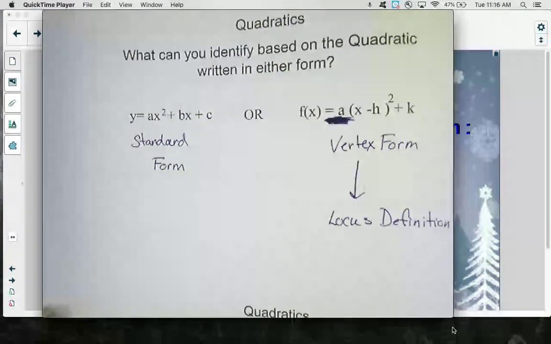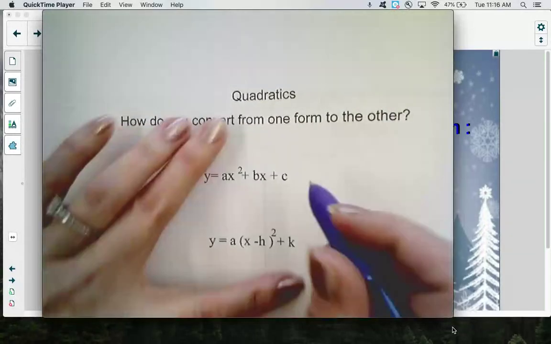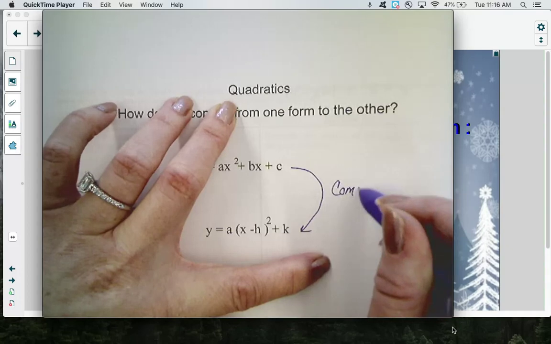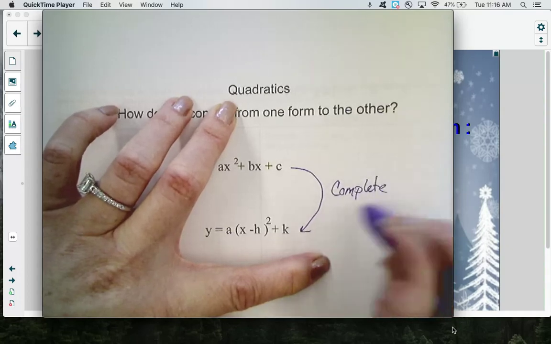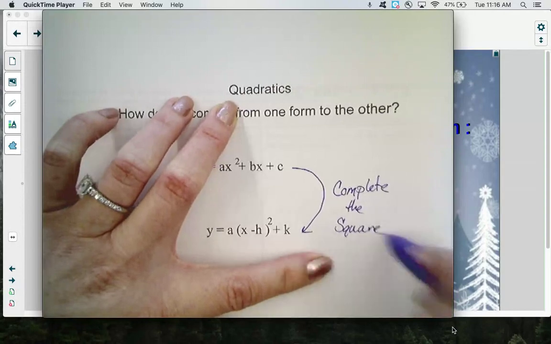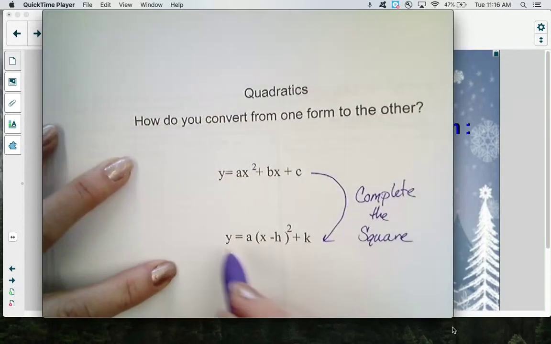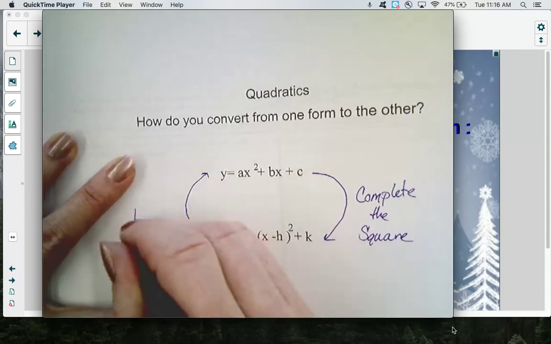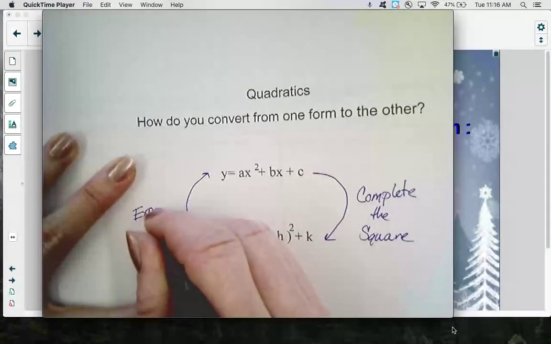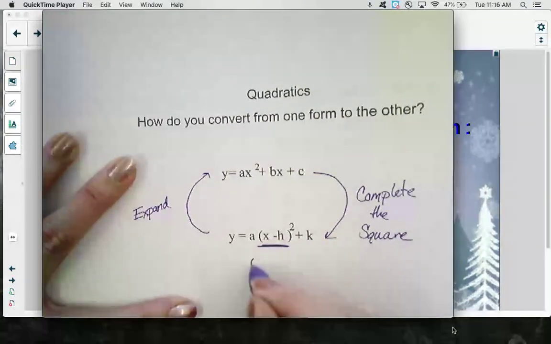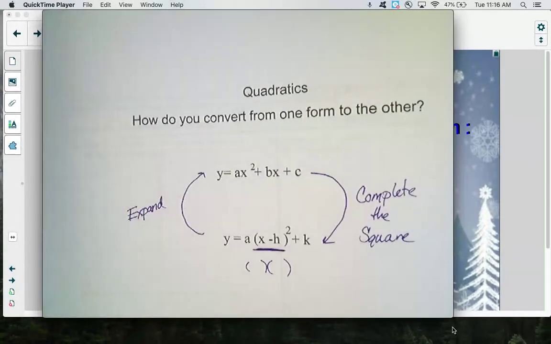So just to recap again, we know to go from standard form to vertex form, we're going to complete the square, just like you did in your warm-up. If for some reason we wanted to go from vertex form backwards, all you do is expand. So go back to standard form, you just expand out. So instead of this group squared, you would write that group out twice and multiply.